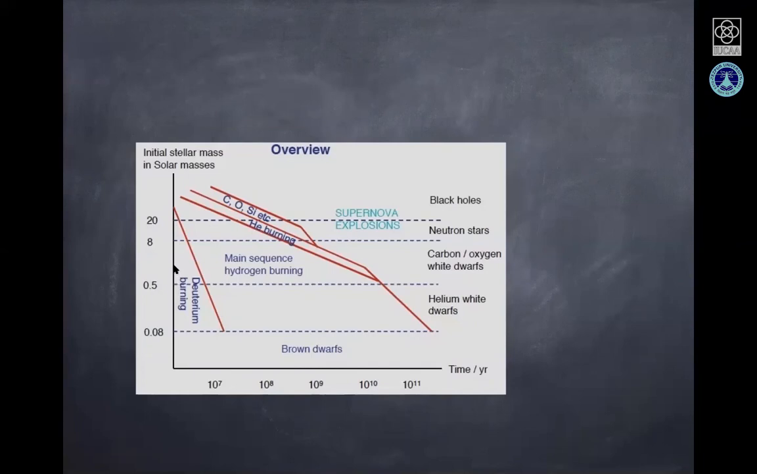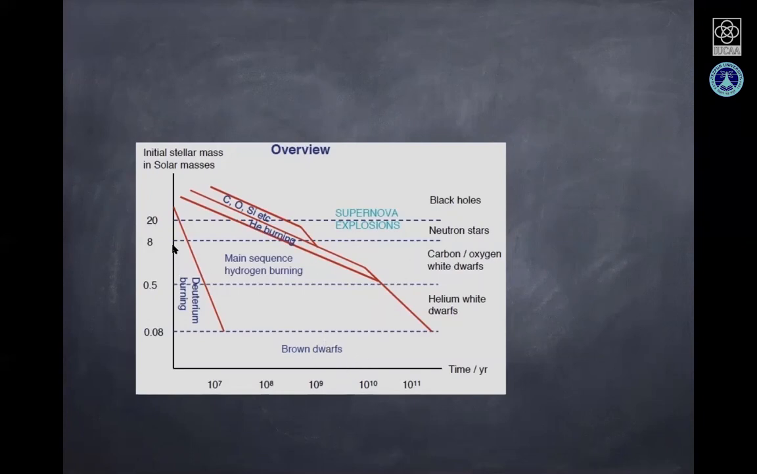The Sun is somewhere here, 1 solar mass. First there is deuterium burning, and then for 10 to the power 10 years, which means 10 billion years, as we have estimated, it will go on burning hydrogen on the main sequence. Then there'll be a bit of helium burning, which will form a carbon-oxygen white dwarf.